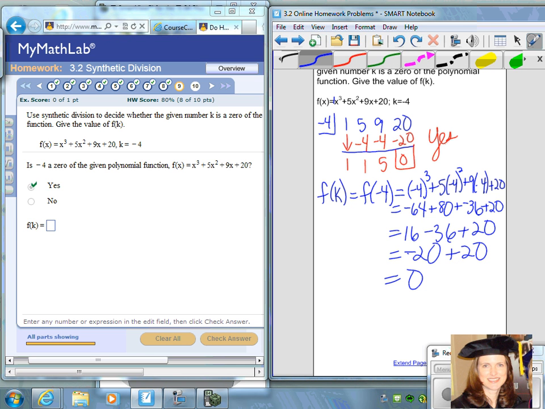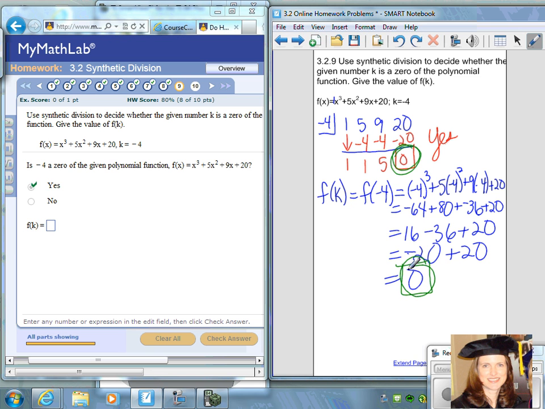And this may be a coincidence, or you may think it is a coincidence, but the value of f of negative 4 is always the same as the remainder. These are always going to be the same.